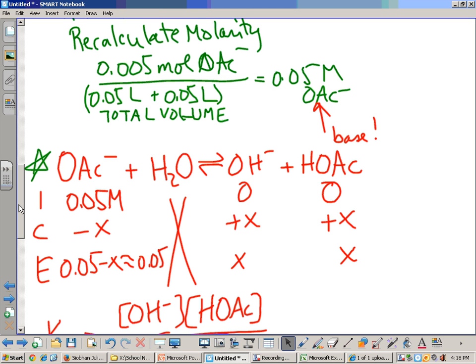I have a feeling that with this class in particular, we're actually pretty good at remembering the total volume, that when we recalculate the molarity, we have to take that into account, but that's been a problem in the past. So just sort of letting you know there.